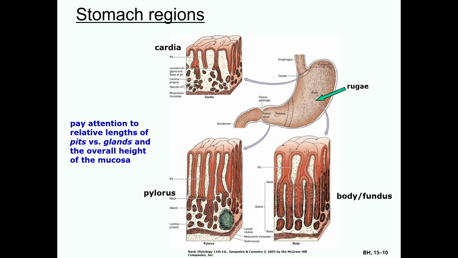The mucosa of the three stomach regions differs in several ways. First, the relative lengths of the gastric pits and glands changes, and the overall height of the mucosa differs. We will examine each region paying close attention to these two characteristics. But first, what is a pit and what is a gland?